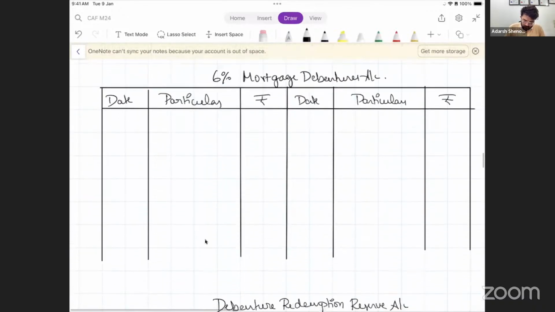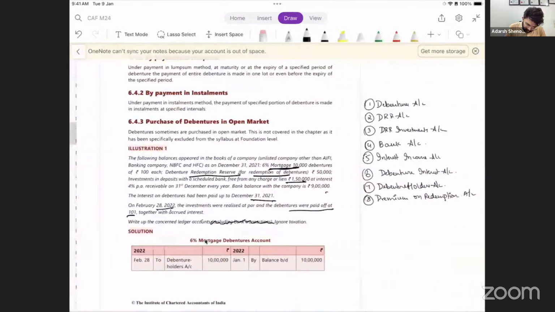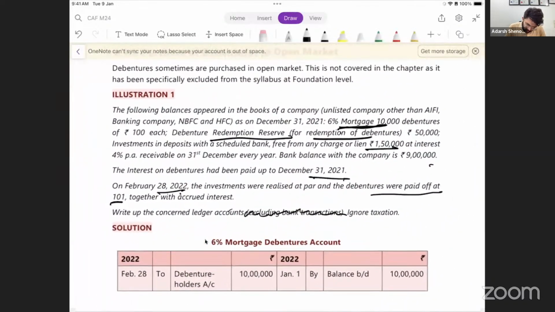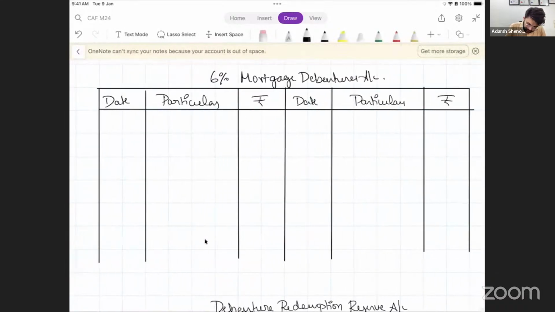Okay. First now, 6% mortgage debenture account. What is the balance in this account? Total, how many debentures were issued and what is the date I have to write? They have said as on 31st December 21, so 1/1/22 we get on the next year. It's a liability, so credit balance literally on the credit side by balance brought down. So total 10,000 debentures of 100 each. So 10 lakhs.